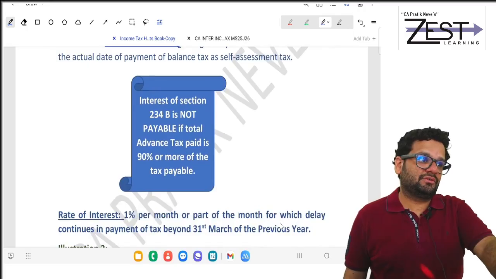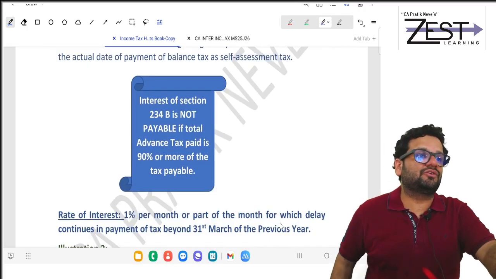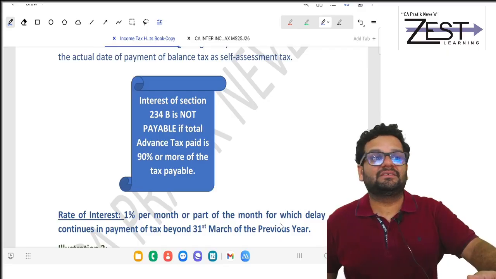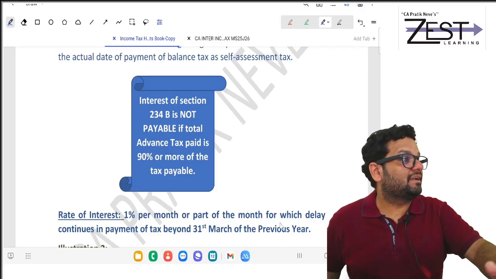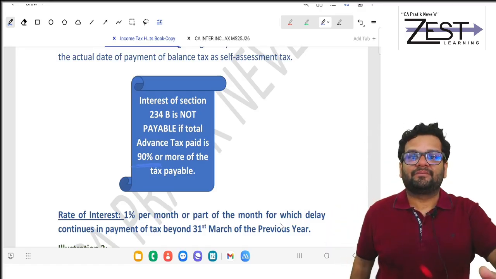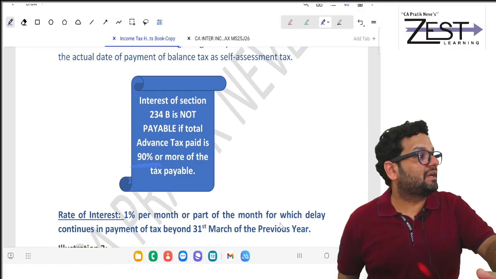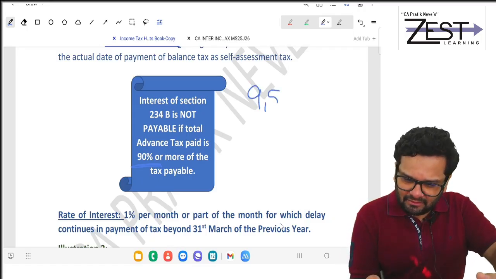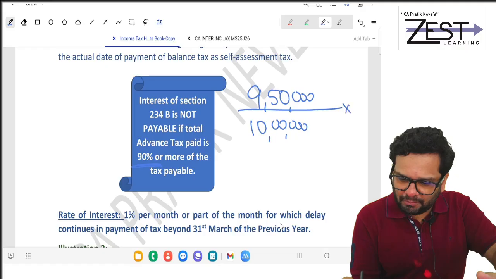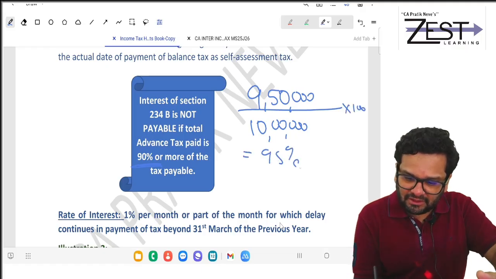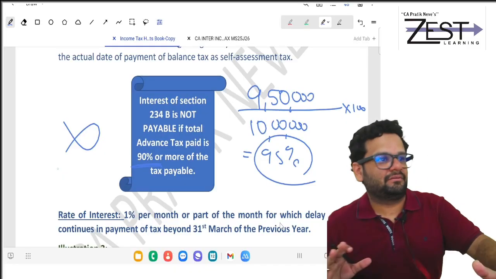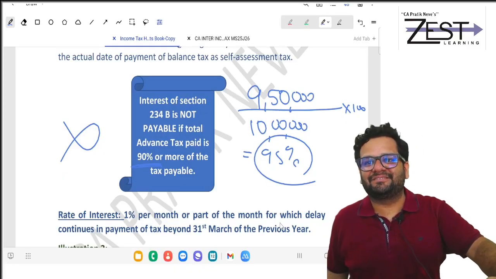But one good news for assessees, and bad news for you, because you will have to remember one more thing, that this interest will not apply if you have paid at least 90%. Means currently you have paid 9,50,000 out of 10 lakhs exactly, which is equal to what percent? 95%. So don't calculate interest of 234B. You get moksha from that. You get exemption from that.